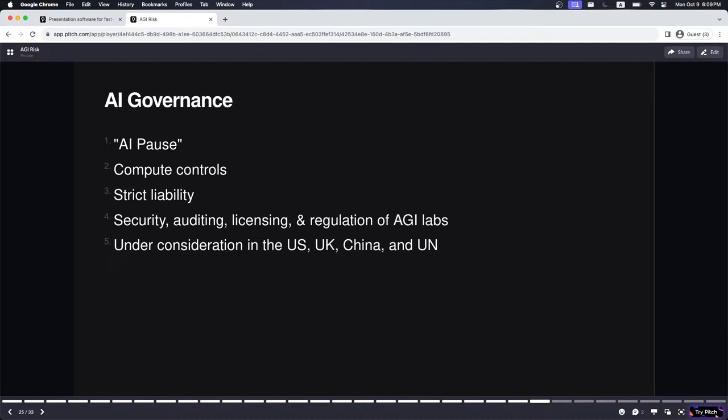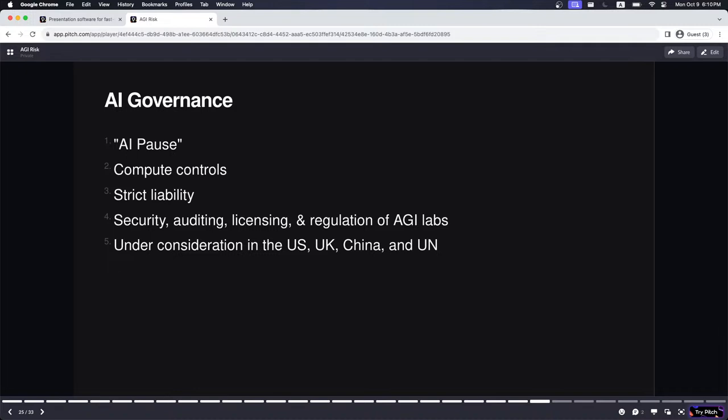Other measures that people have proposed are compute controls. So they will restrict either the amount of compute that's manufactured, or the amount of compute that can be purchased, or the amount of compute that can be used in training runs on frontier models. There's also strict liability. So if, for example, an AGI company does something that causes harm in the real world, they're arguing that OpenAI, for example, should be held liable if a user uses ChatGPT to commit harmful acts in the real world. Then there's security procedures, auditing, licensing, and regulation of AGI labs, which we don't really have yet.